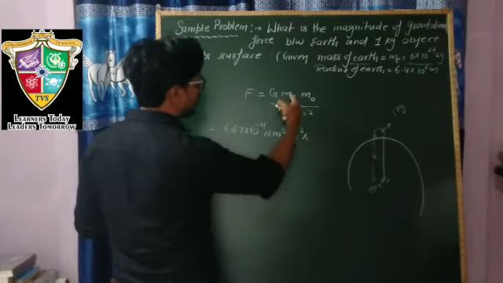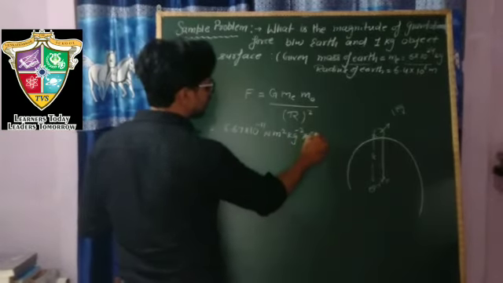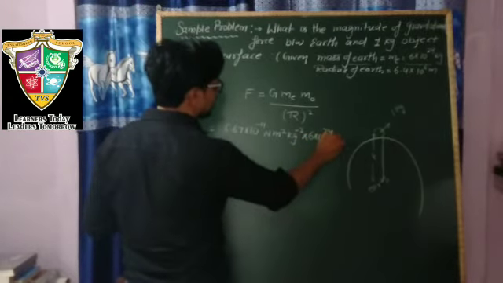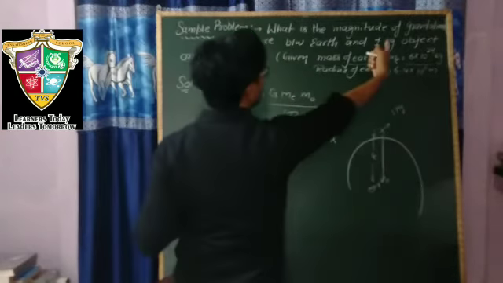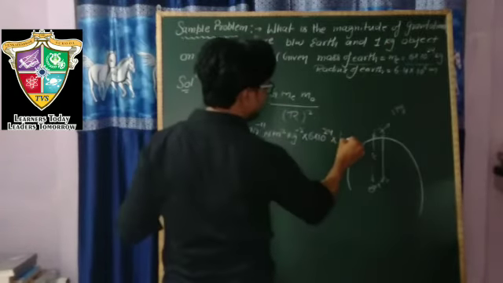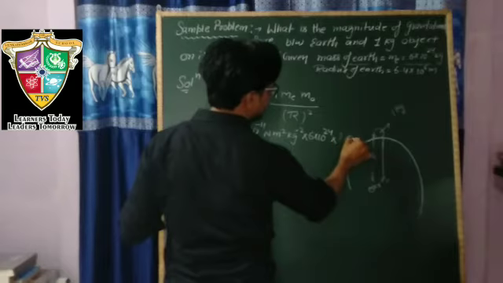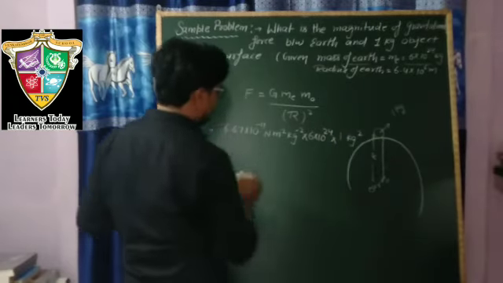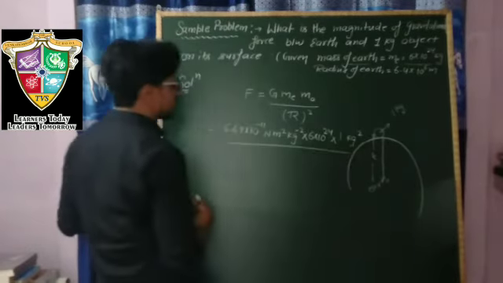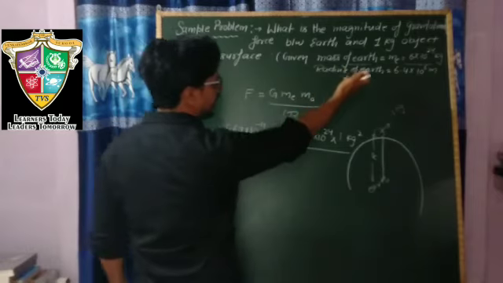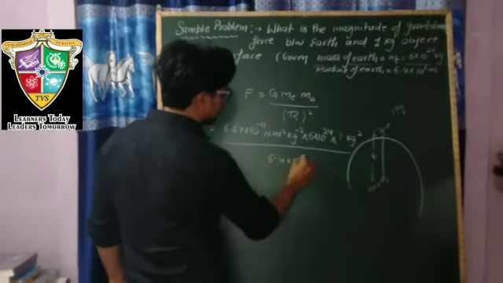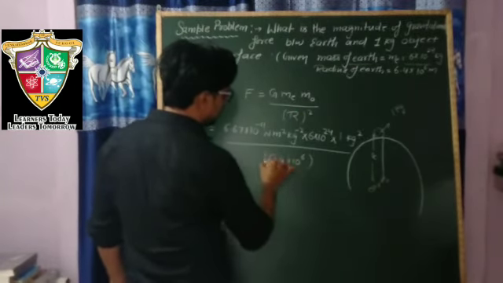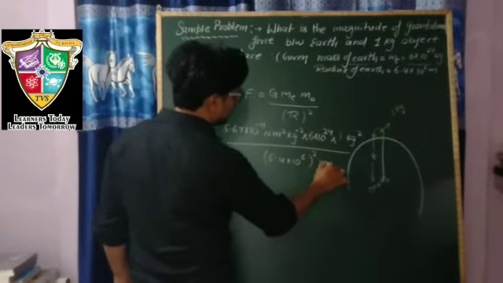And if we put in the value of the mass of Earth, it is 6 into 10 raised to power 24 kg. And the mass of the object is 1 kg, divided by the distance between them, which is the radius of Earth, 6.4 into 10 raised to power 6 meter, whole raised to power 2, meaning meter square.